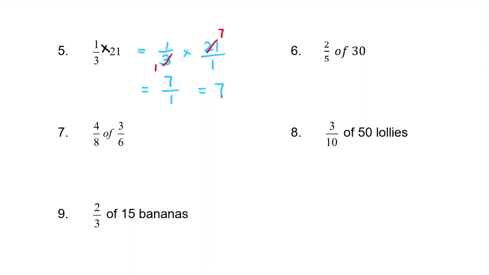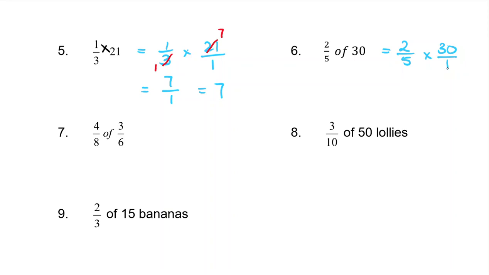Okay, question 6. Remember I said all the different things that mean multiply? Of was one of them. If you see that word of, it means I want to times 2 over 5 times by 30, but because that's a whole number, over 1.